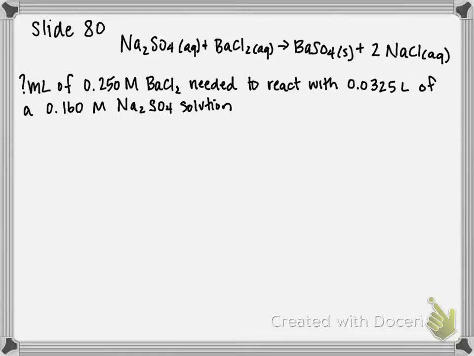So strategy for solving this is we're going to start with liters of our sodium sulfate solution and use its molarity to convert it into moles. And then we're going to use the mole-to-mole ratio from our reaction that we're going to write and get into moles of barium chloride. Then we'll use its molarity to figure out the liters of barium chloride solution. And then finally we'll convert liters into milliliters.